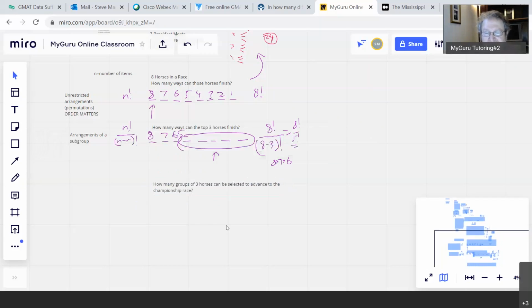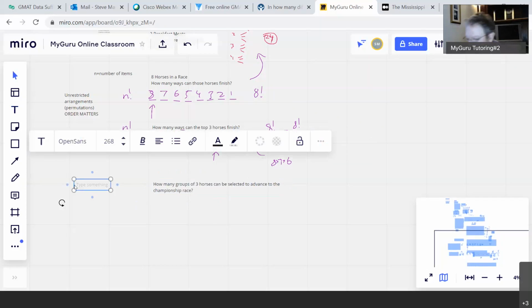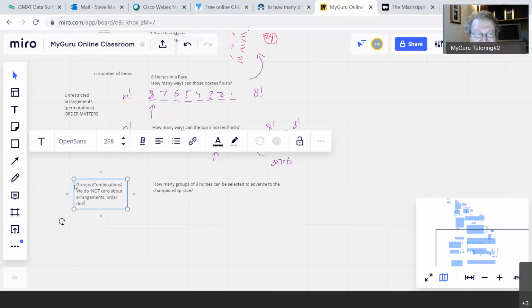This is a little bit different, all right? Because here we're talking about what's known as combinations. So instead of arrangements, because we don't care about the arrangements anymore, we're just talking about the group size themselves. Groups, combinations. Here we do not care about the arrangements. So order does not matter.